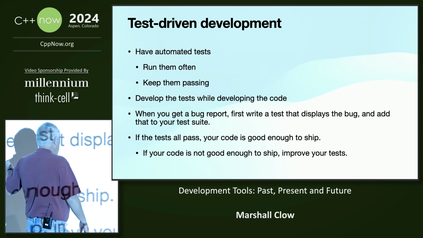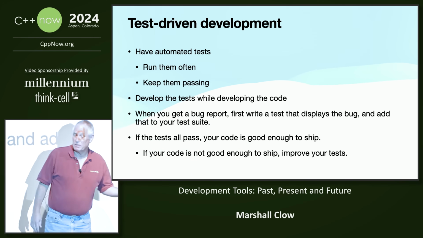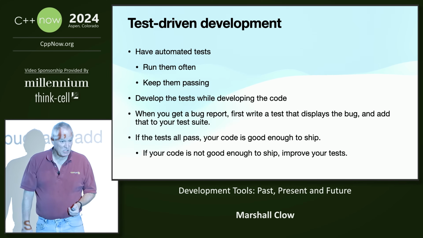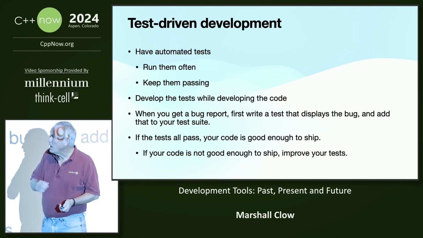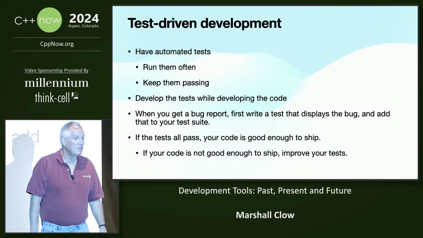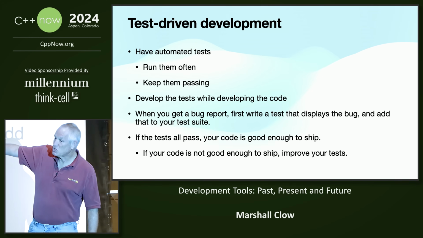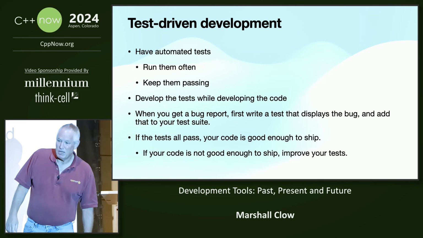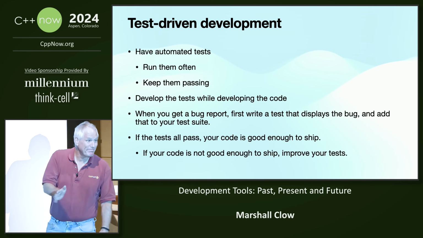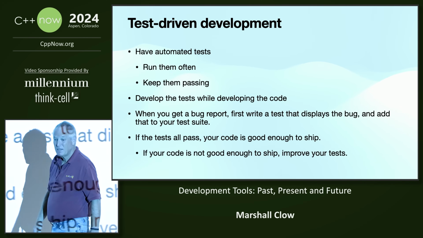Anyway, when you get a bug report, first thing you do, you write a test that duplicates the bug. Fix the bug, run the test, verify that it's fixed, add the test to your test suite. What does this mean? This means this bug will never come back. Or actually, that's not what it means. It means if the bug does come back, your test will fail, and you'll know it. Having worked on projects where I sometimes had to fix the same bug 4 or 5 times, big win. If your tests pass, your code is good enough to ship. Okay?